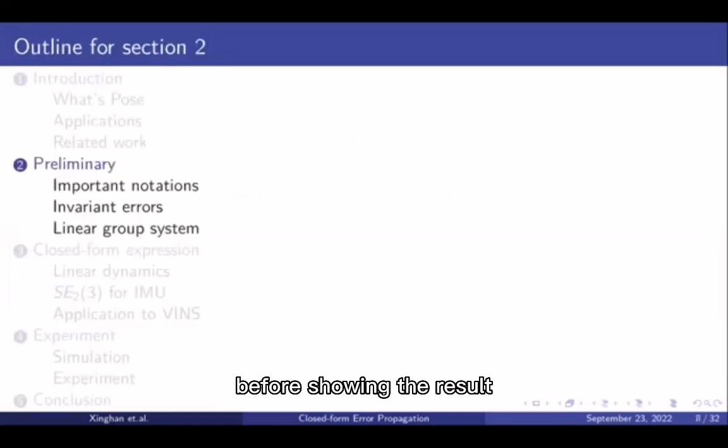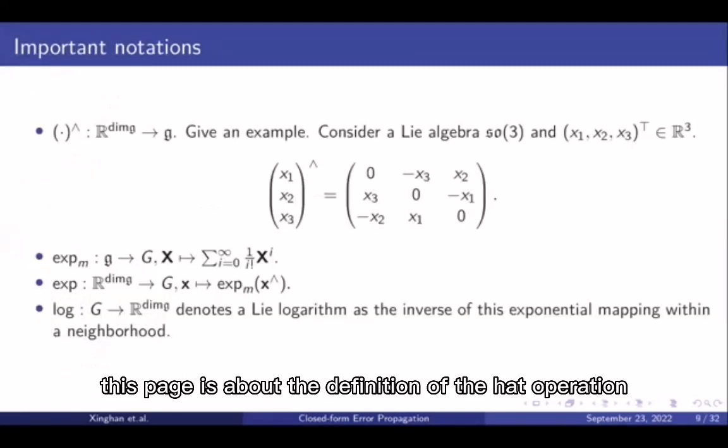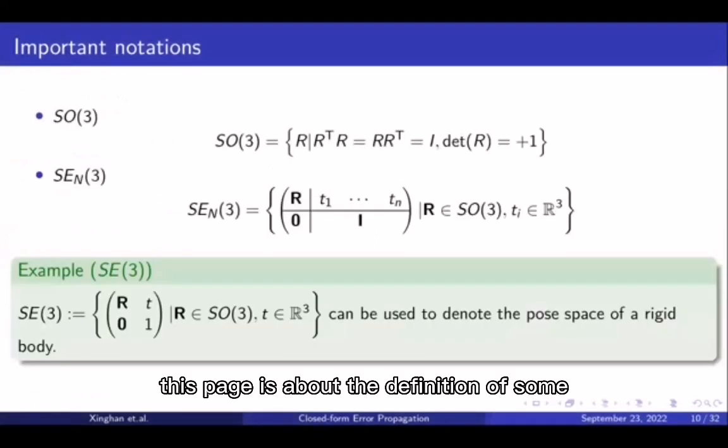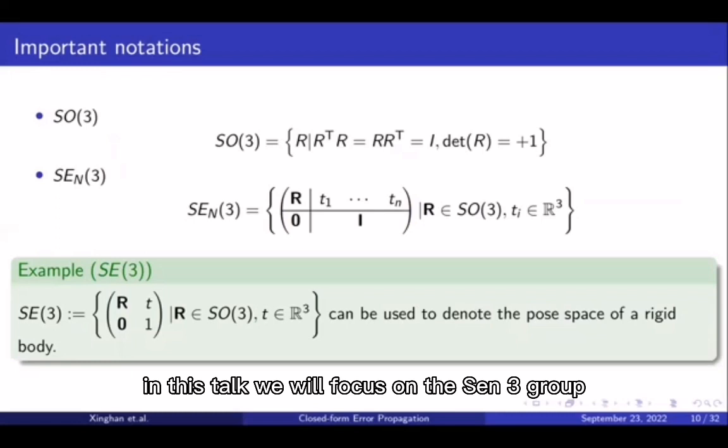Before showing the result, we will give some basic knowledge about Lie groups. This page is about the definition of the hat operation, exponential mapping and logarithm mapping. This page is about the definition of some common groups, SO3 and SEN3. In this talk, we will focus on the SEN3 group.